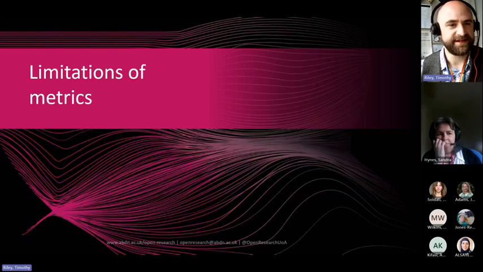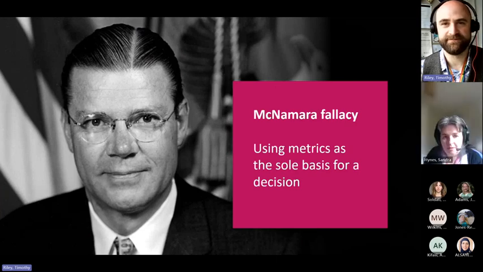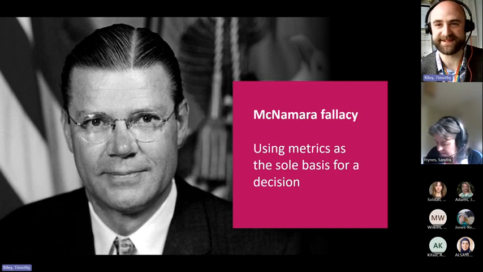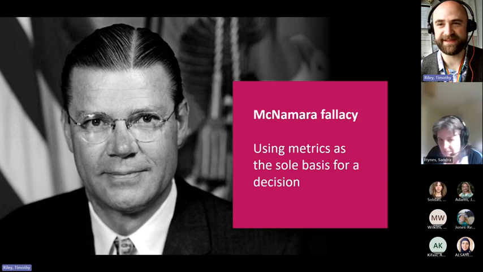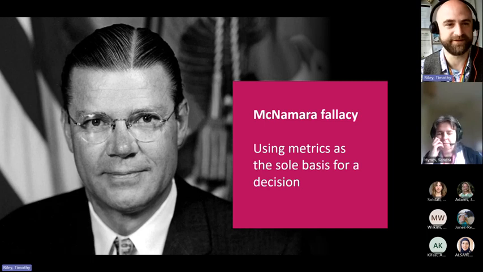Okay, so what are some of the limitations? Very quickly, let's go through these. One of them, I don't know if you've come across something called the McNamara fallacy, but this is basically when you focus on making numbers the sole basis of your decision making. You don't really look at context, you don't think about other things, because you think, oh, it's objective, it's figures, they don't lie. But this can often lead to issues, because the numbers don't give us the full picture, and they can be misleading without the context.